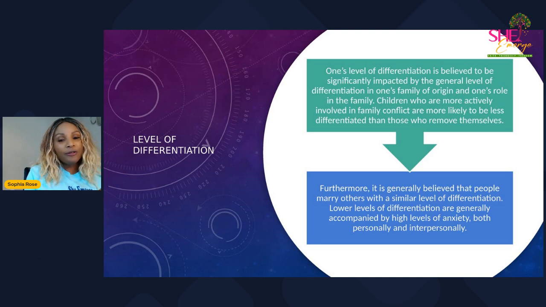So, what are the levels of differentiation? One's level of differentiation is believed to be significantly impacted by the general level of differentiation in one's family of origin and also one's role in the family. So, the role that you play in the family. For example, children who are more actively involved in family conflict are more likely to be less differentiated than those who remove themselves. This is what Bowen posits. Furthermore, it is generally believed that people marry others with a similar level of differentiation. The lower levels of differentiation are generally accompanied by high levels of anxiety. So this exists both personally and interpersonally.